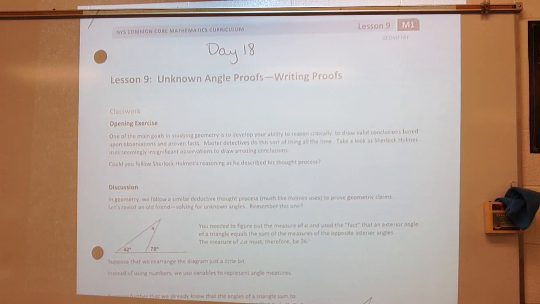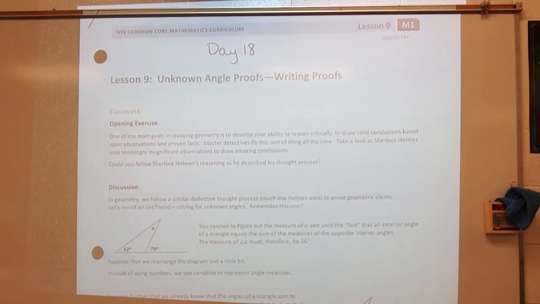Take a look at Sherlock Holmes' use of seemingly insignificant observations to draw amazing conclusions. Could you follow Sherlock Holmes' reasoning as he deduced his thought process? If you watched the video, he was trying to figure out who attacked, and he was able to give a very vivid description of who attacked. Were you able to follow that? So that's kind of what we're going to be looking at today.